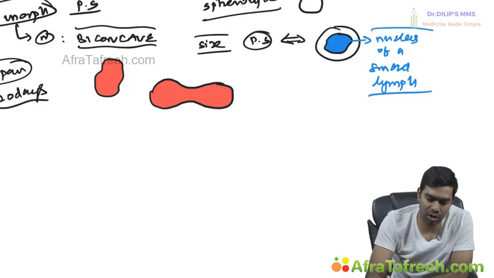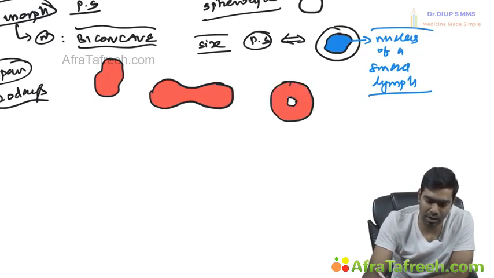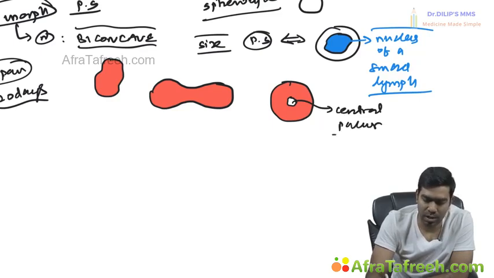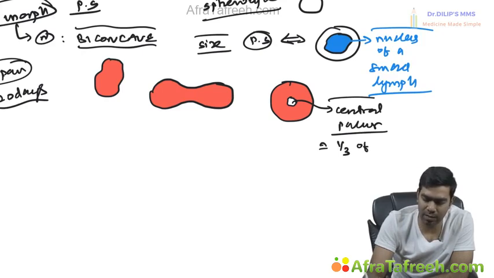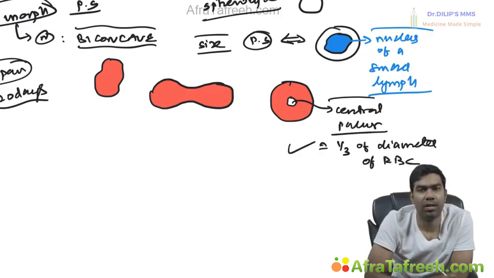At the same time, the normal RBC morphology in the peripheral smear has something called a central pallor. That's again a very important thing. There is a central pallor that is characteristic of RBCs in the peripheral smear, which means normal central pallor must be less than or equal to approximately 1/3 of the size, or 1/3 of the diameter, of the RBC. This is the normal size of the central pallor.